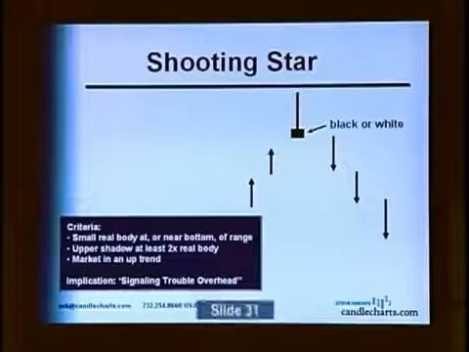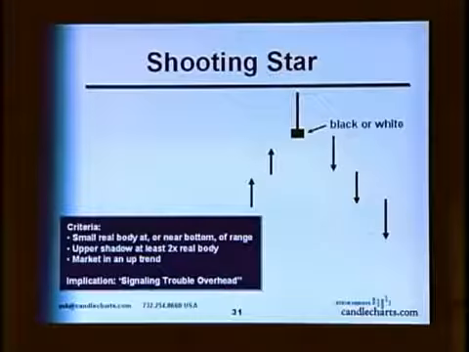The opposite of a hammer is a shooting star. And this is true for most of the candlestick signals. For every bullish candlestick signal, there's usually a bearish counterpart. The shooting star has a long upper shadow and a small real body at the bottom end of the trading range. It's okay to have a little bit of a lower shadow, kind of an upside-down hammer. And the real body can be black or white. As the Japanese would say, it's signaling trouble overhead.